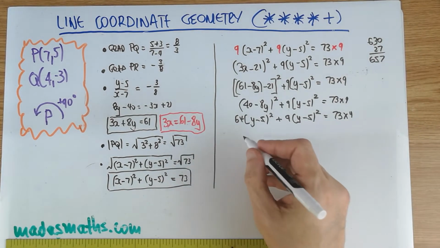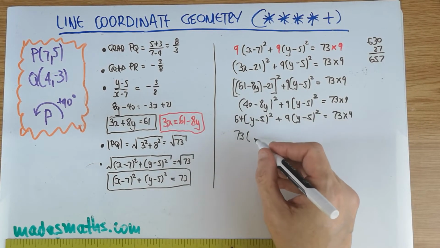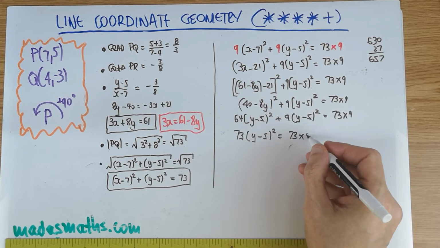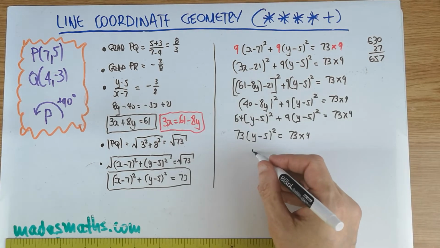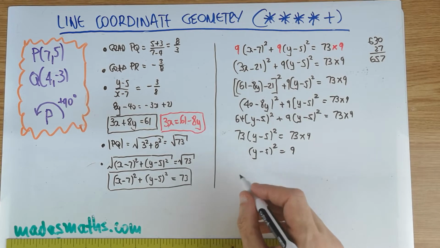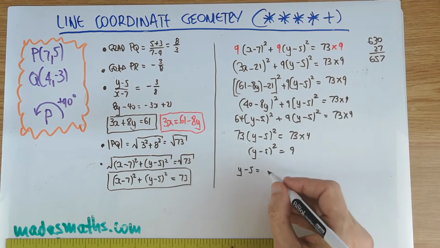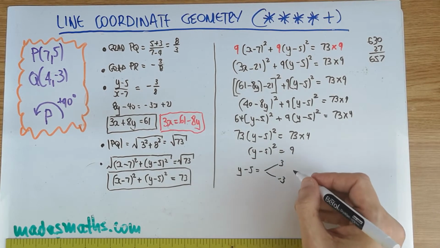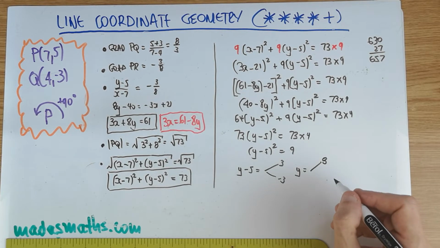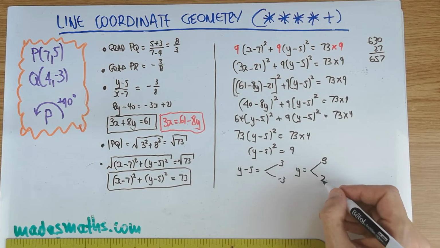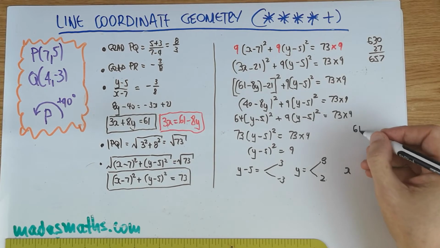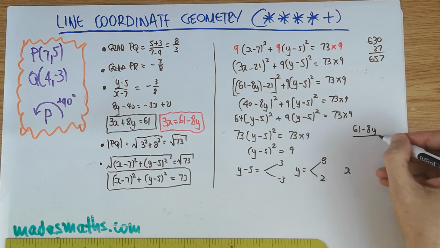Pardon me. I'll divide through by 73: 73 lots of (y minus 5) all squared is equal to 73 times 9. Divide by 73. Y minus 5 is equal to 9. So y minus 5 is either 3 or negative 3. My y will be 8 or 2.